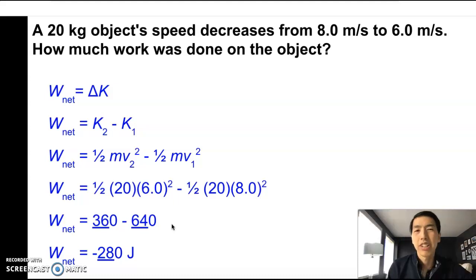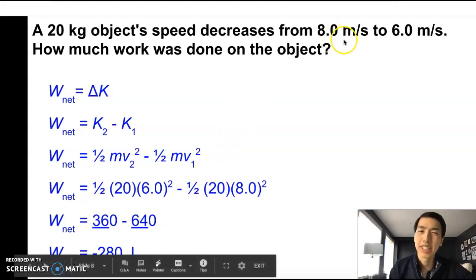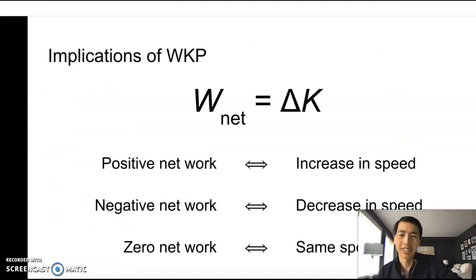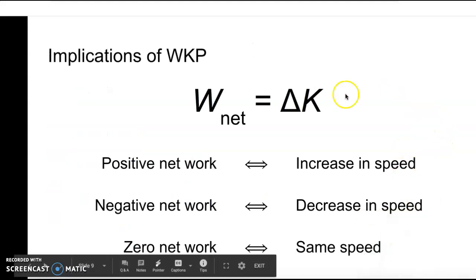In this case, you may have noticed that the speed decreased. So does that have anything to do with why the answer for the net work is negative? And yes, it does. I'm going to explain that on this next slide here.